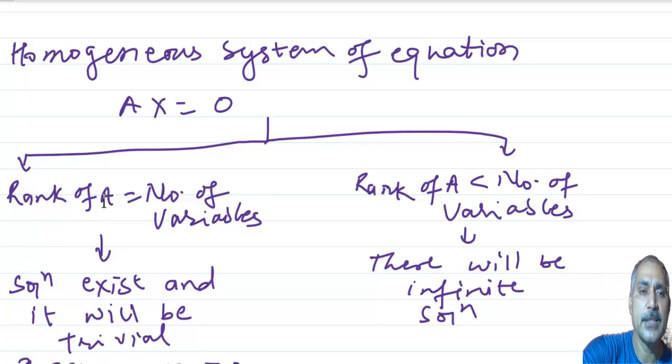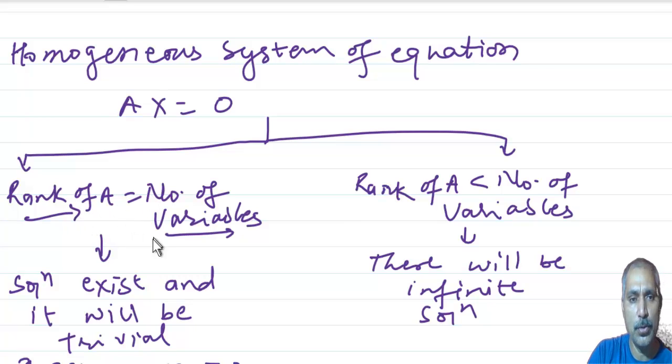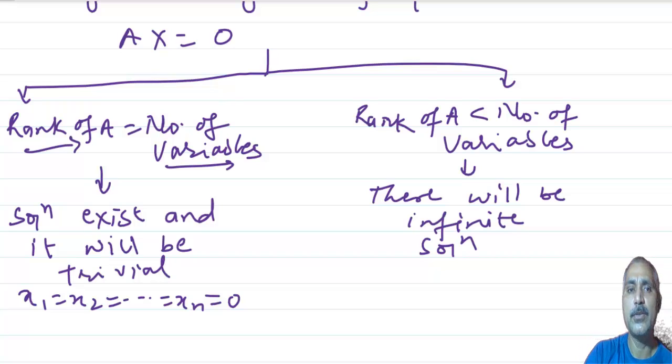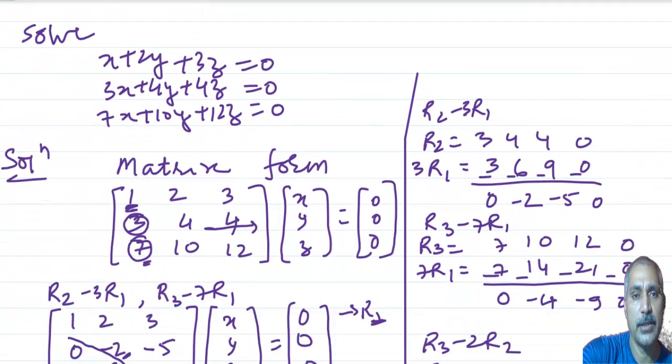In that case, the rank of matrix A, that is the coefficient matrix, will be equal to the number of variables. Now, if those numbers are the same, that means a solution will exist and it will be a trivial solution. Trivial solution means the values of all the variables are going to be 0. Now, the second case is where the rank of A is going to be less than the number of variables. That means there will be infinite solutions. That is this case.